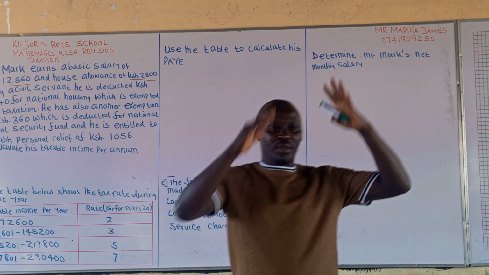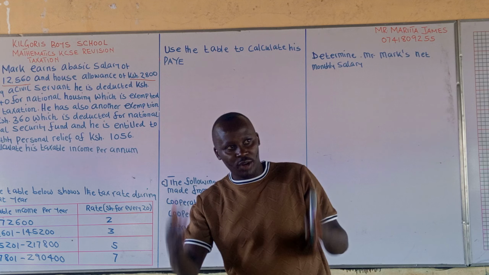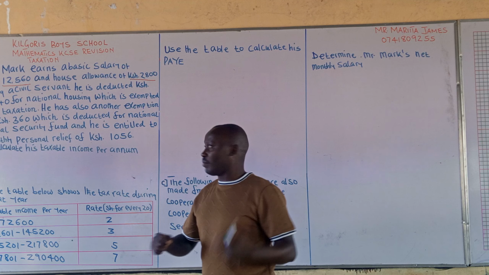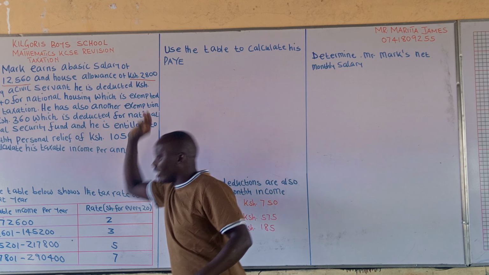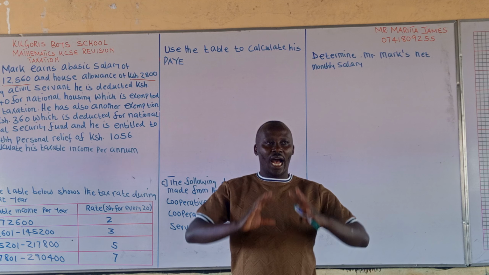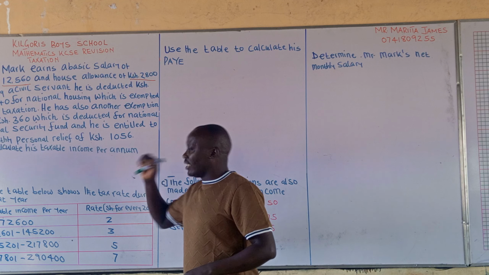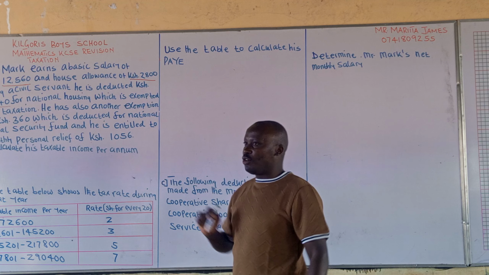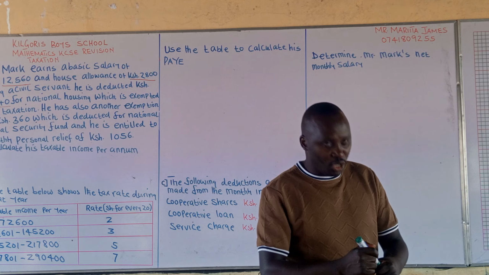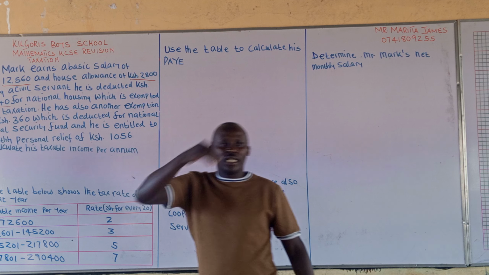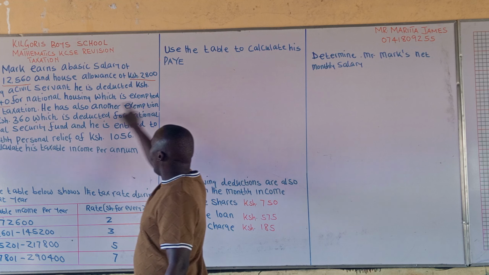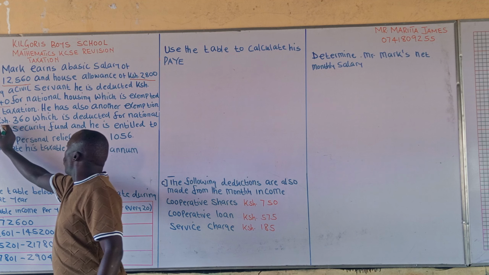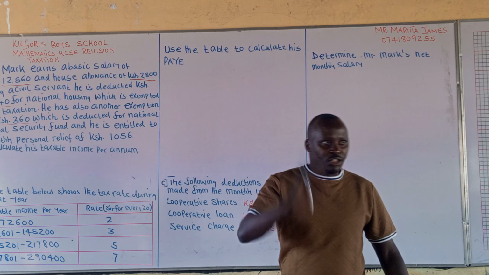After the basic salary, we have various allowances: a house allowance, medical allowance, commuter allowance, and the rest. But in this case, we have only one taxable allowance, the house allowance of Kenya shillings 2,800. Mr. Mark is a civil servant, and he is deducted Kenya shillings 2,640 for national housing, which is exempted from taxation. He also has another exemption of Kenya shillings 360, deducted for the National Social Security Fund.